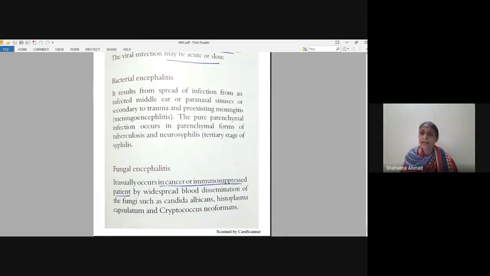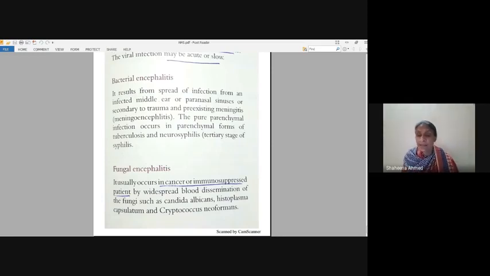The other is bacterial encephalitis. Obviously, here the source of infection is going to be some bacteria, and usually it is due to some infection in the adjacent areas like the middle ear cavity or the paranasal sinuses, or there is some pre-existing meningeal infection. Here you might find acute cases, and you might also find chronic cases. In chronic cases, tuberculosis is pretty common in this scenario.